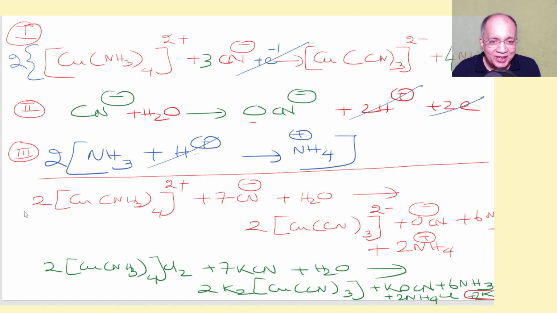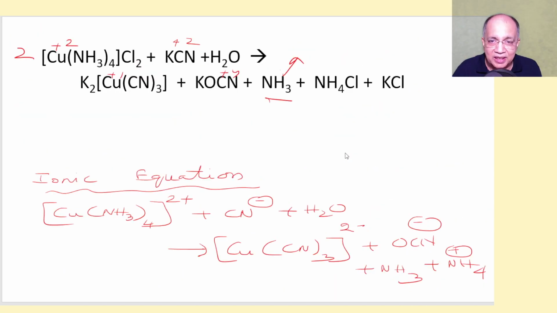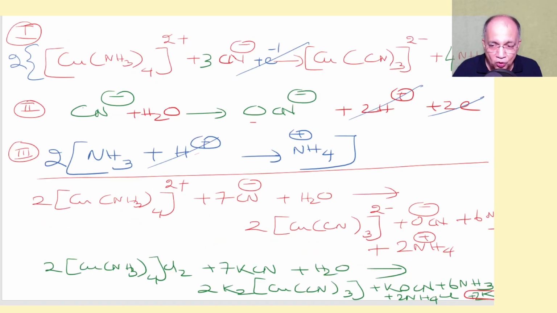You understand? After getting the balanced ionic equation, it is easy to go for the molecular equation. 2 is the coefficient. So this is the molecule. And 7 cyanide ion, 7 KCl plus water. Then 2 potassium cuprocyanide. Right? Then 1 KOCN, 6 ammonia, 2 ammonium chloride, and remaining KCl that is there.